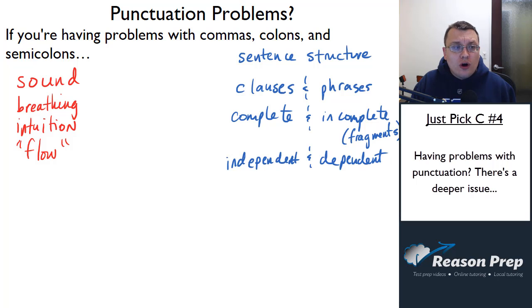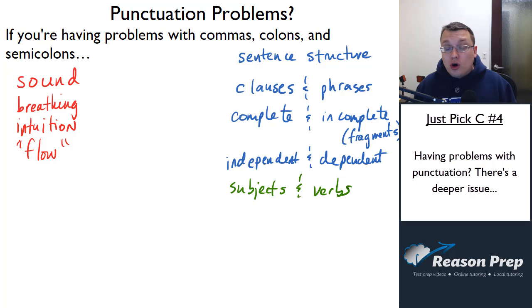Related to this, how you might identify the subjects of sentences and the verbs of sentences and how they create clauses or they create phrases, and how those clauses and phrases are independent or dependent, and then how you stick them together. Should you use commas or semicolons or colons? It all comes down to understanding sentence structure.